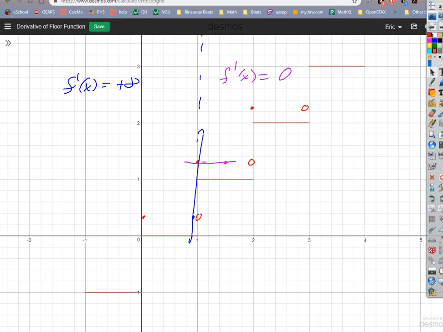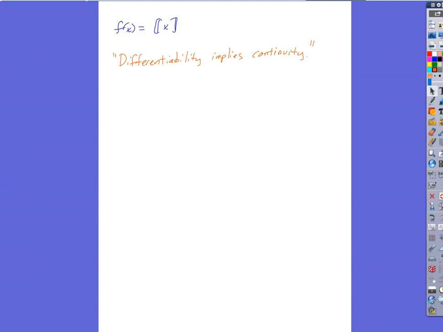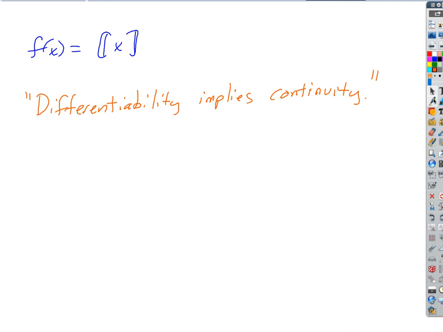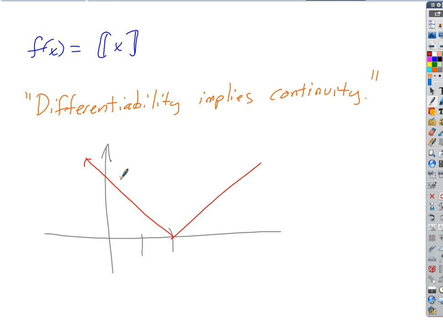If we look at the last example, the absolute value function, it's continuous at 2, isn't it? I never have to pick my pen up to draw it, but it's not differentiable there because it's got a sharp corner. So differentiability implies continuity, but not the converse. Continuity does not imply differentiability. Just because it's continuous doesn't guarantee it's differentiable.